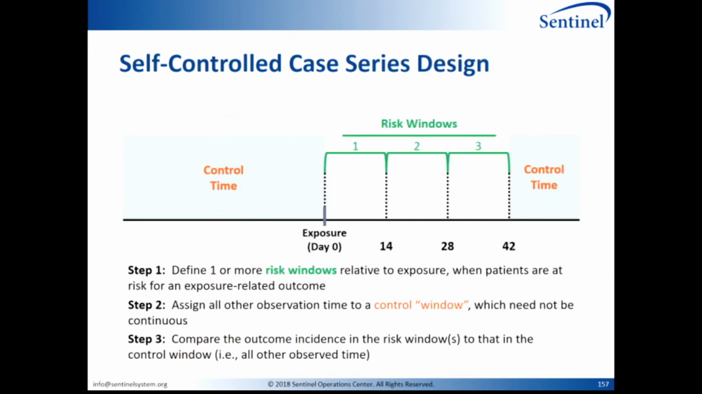Likewise, the self-controlled case series design is a more general version of the SCRI design. In this case, you define one or more risk windows relative to exposure. In this case, there's 3 risk windows in the example. You assign all the other observed person time to a control window, and then you compare the outcome incidence in the risk windows to that in the control window. And so this is essentially the same as our SCRI design, but allowing for multiple risk windows.